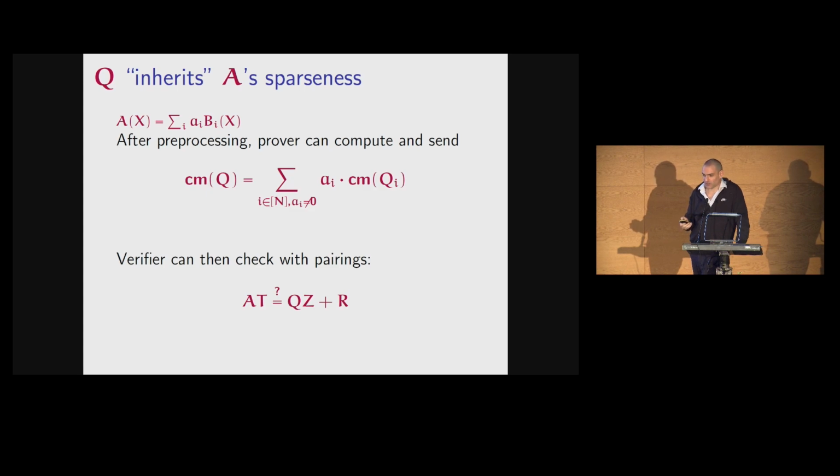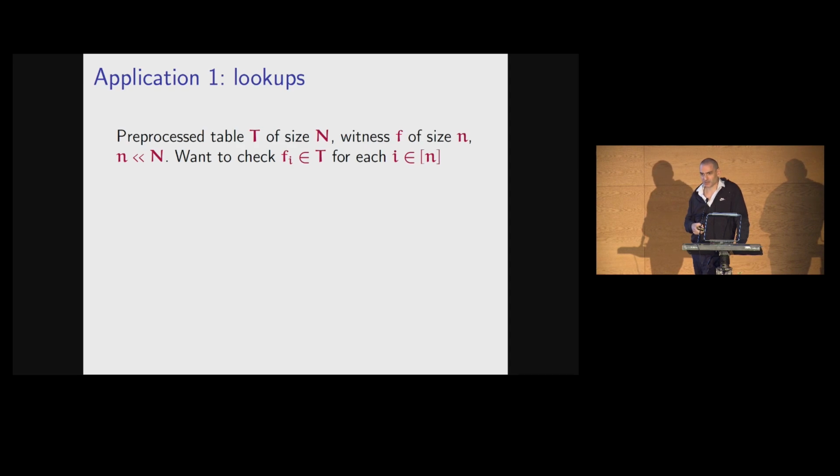And now let's look at two concrete cases where this has been used. The first time this was used was in a paper called CQ, which just stands for cached quotients, with Dario Fiore and Liam Egan. So what's the lookup problem? You're probably familiar. We have some preprocessed table T of size big N. We have some witness F of size little n. And we want to prove that all the elements of the witness are in the table.